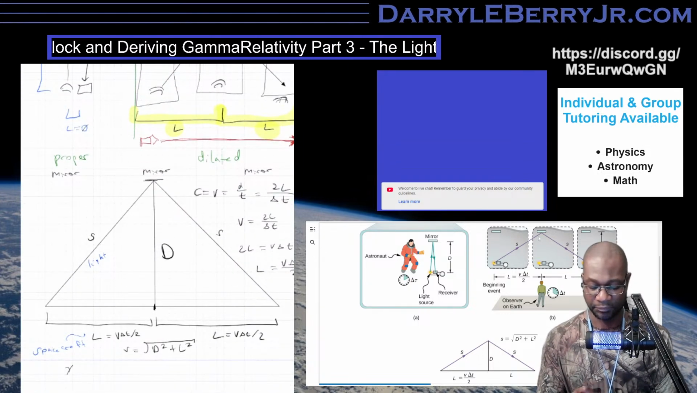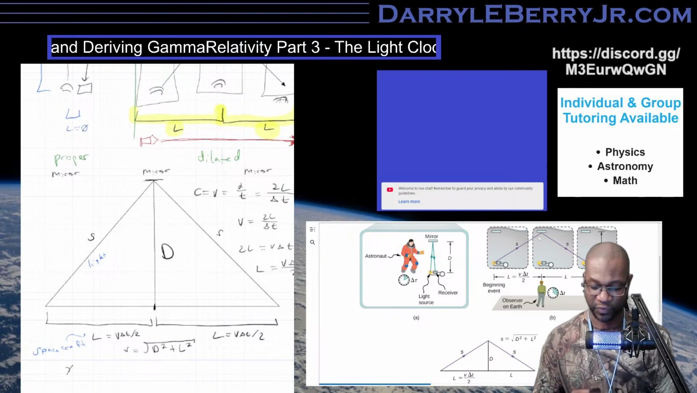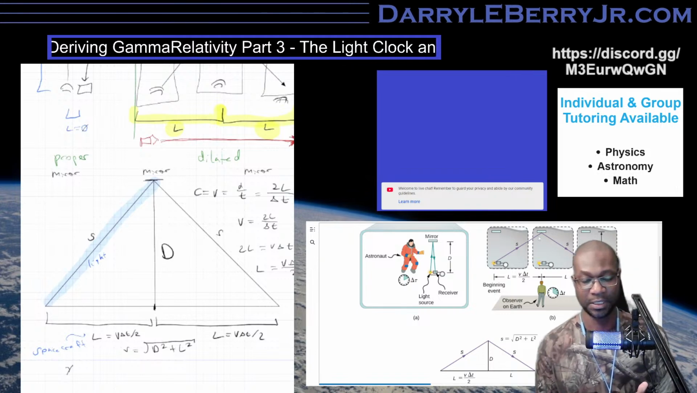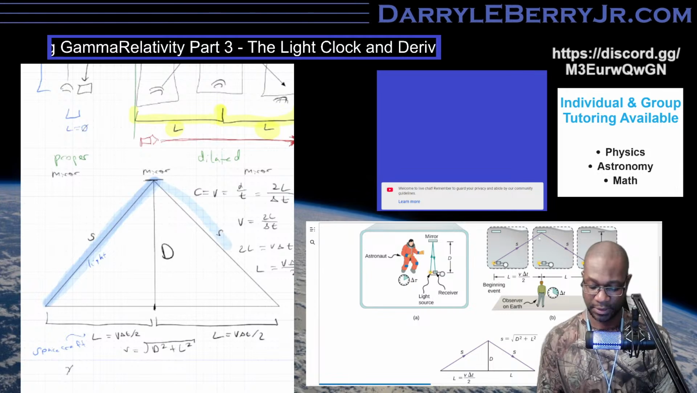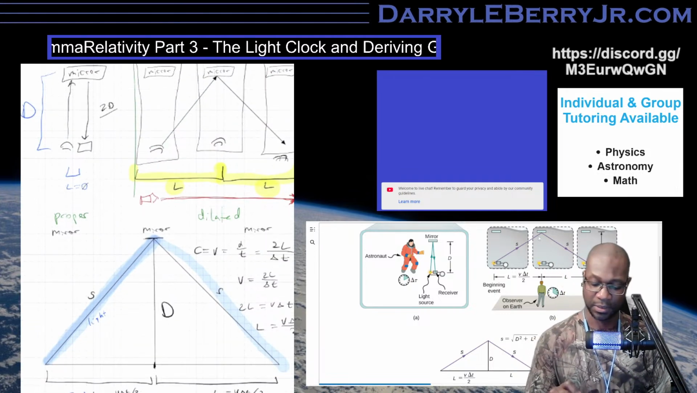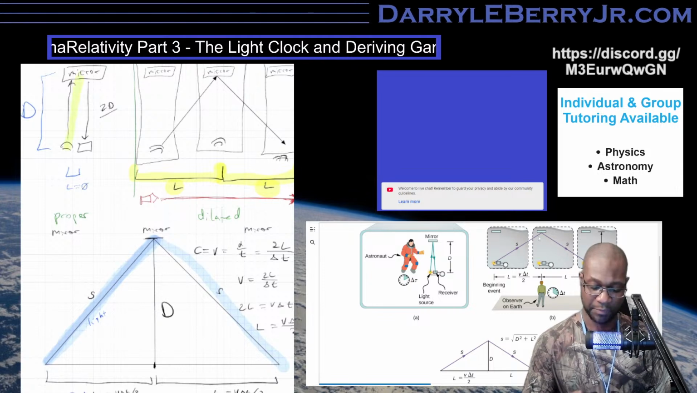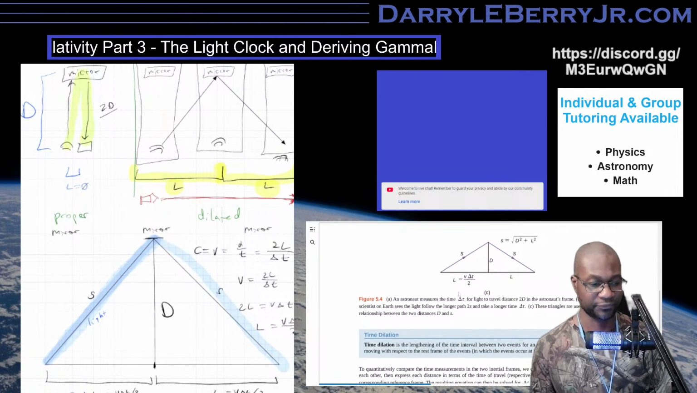And if we look at the light, from the perspective of the onlooker on the ground that's not moving with the clock, the light travels S and S. So we can see that the light travels a much longer distance than when it just travels up and down for the person that's on the spacecraft.